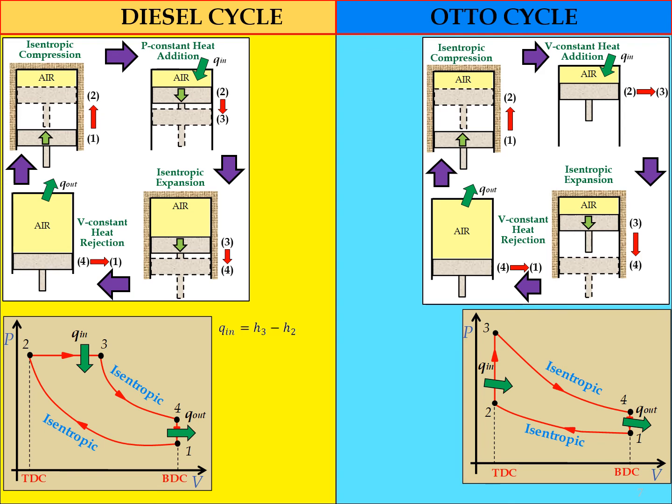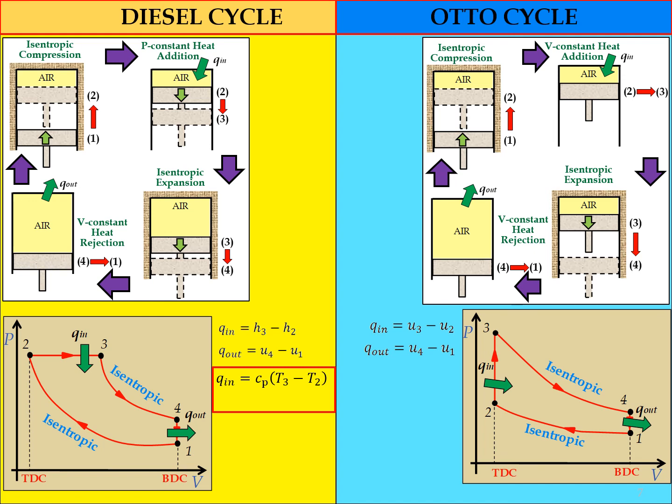And now we look into the equation that we use to calculate the Q in, or the heat addition. For the diesel cycle we use the enthalpy at state 3 minus the enthalpy at state 2, whereas for the Otto cycle we use the internal energy at state 3 minus the internal energy at state 2. However, for the Q out, both use the same equation, which is the internal energy at state 4 minus the internal energy at state 1.